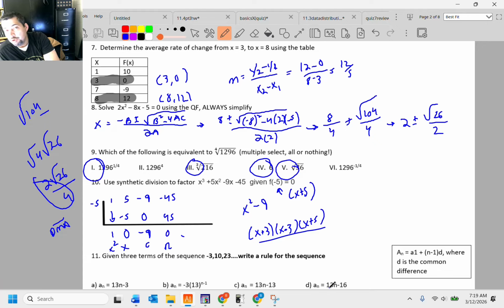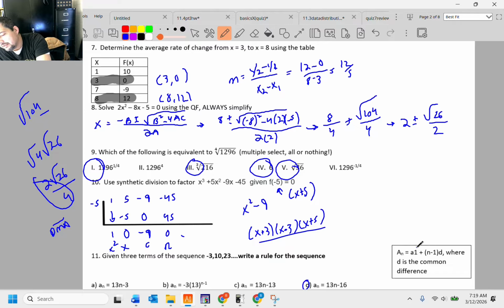If I plug in a 2, I better get back a 10. 13 times 2 is 26. Minus 16 is 10. If I plug in a 3, I better get back 23. 13 times 3 is 39. Minus 16 is 23. It's this answer. I'll give you half the credit for it. I will. It'd be cooler if you knew the algebra.